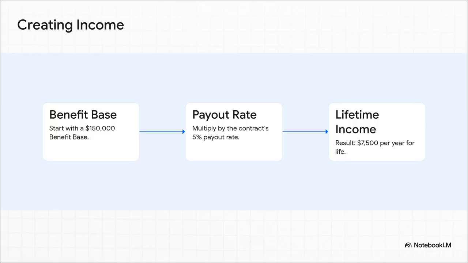So how does it work? Well, it's just simple multiplication. The insurance company takes your benefit base, let's say it's grown to that $150,000, and they multiply it by a payout rate that's written in your contract. Let's say that rate is 5%. Boom! That gives you your guaranteed lifetime income of $7,500 a year. That's all that number does.